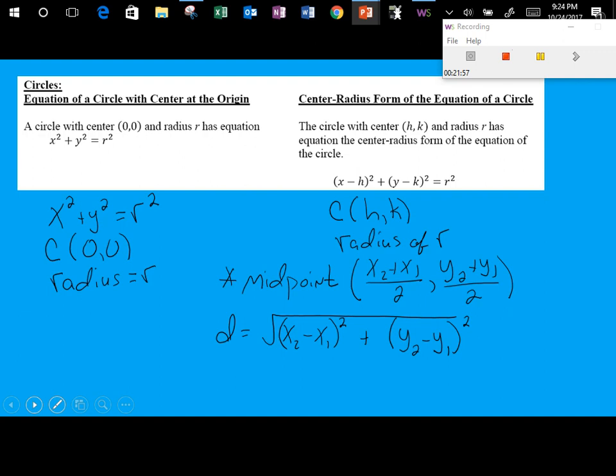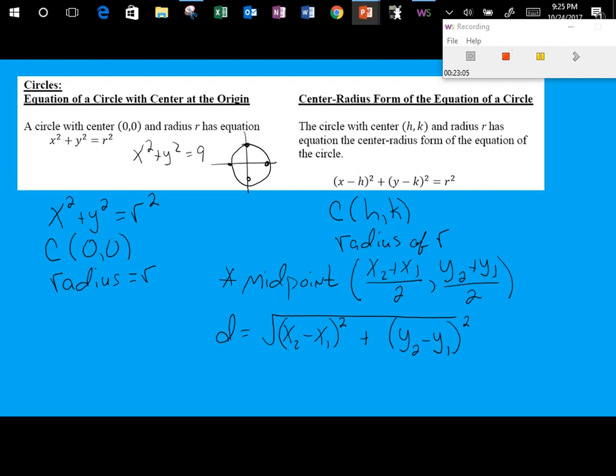The general form of a circle is x squared plus y squared equal r squared. That would have a center at 0, 0 and a radius of r. So guys, here's what this means. If I was to give you x squared plus y squared equal 9, it would look like this. The radius would be 3, so I'd have 3, 0, 0, 3, negative 3, 0, 0, negative 3, and that would be my circle.